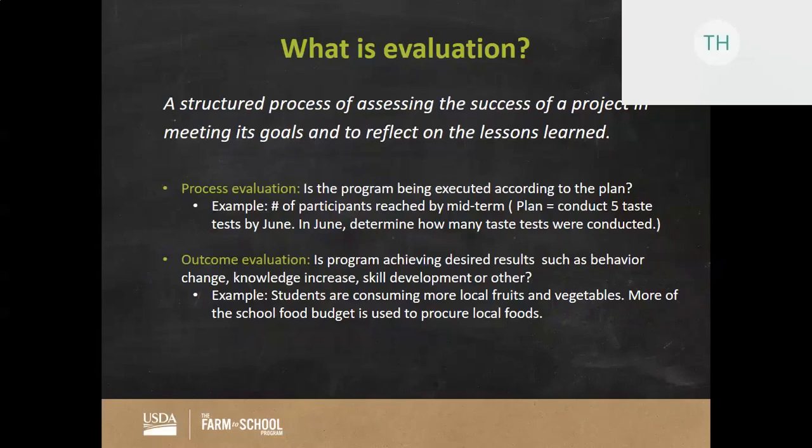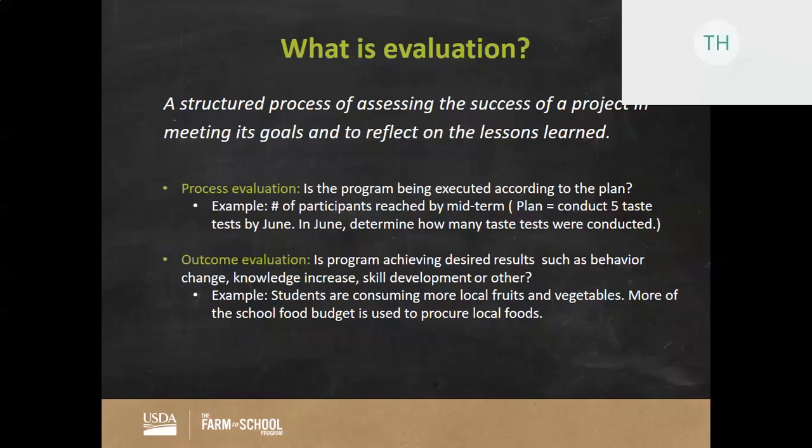A process evaluation refers specifically to the conduct of the project. Is the program being executed according to plan? Is everything going along the way that it's supposed to? And the example we've provided is a check-in at the midway point through the project. So if your goal was to conduct 5 taste tests halfway through the project, you'll want to, in June in this example, see how many taste tests were conducted, and if you've done 5, if you've done fewer than 5, if you've done more than 5, that gives an indication of how you're progressing towards your final objective.